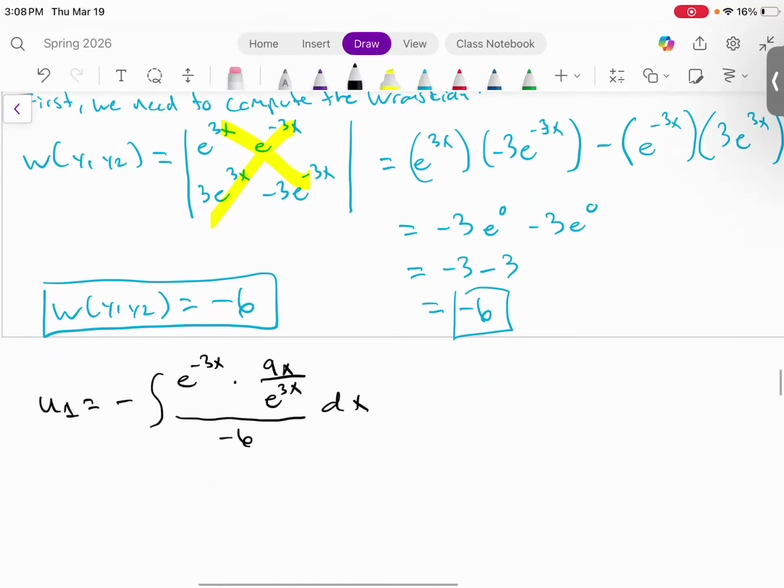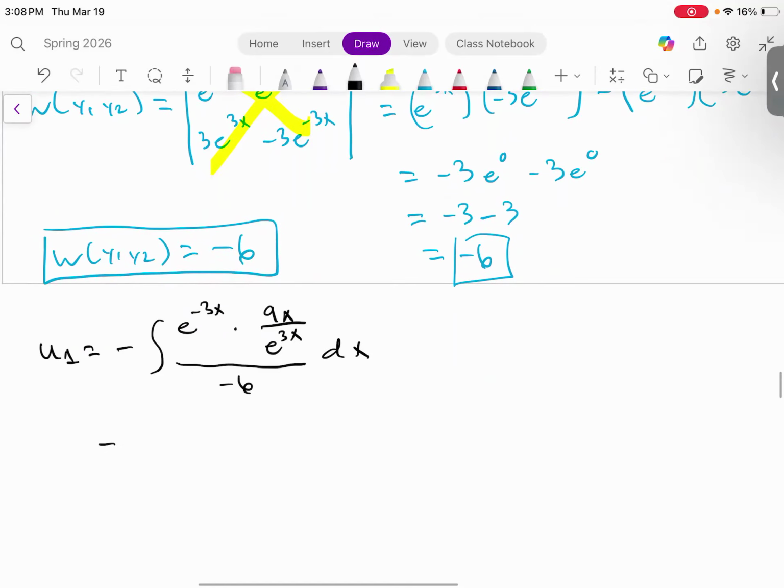Okay, so let's take out the constant. So this would be just 1/6 on the outside. Well, I guess we could take out the 9 too. So let's take out the negative 1/6 and the 9. So this would be 9 over 6 times the integral of x, and e to negative 3x divided by e to the 3x. Well, this just turns into e to the negative 6x dx.